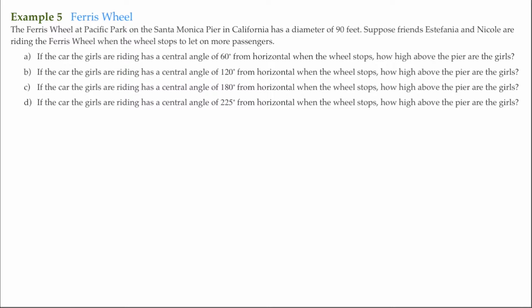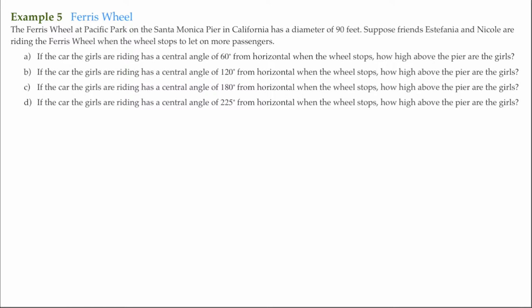So this problem reads, the Ferris wheel at Pacific Park on the Santa Monica Pier in California has a diameter of 90 feet. Suppose friends Estefania and Nicole are riding the Ferris wheel when the wheel stops to let on more passengers. So a couple of things to point out now.